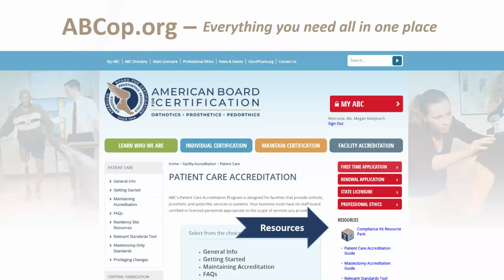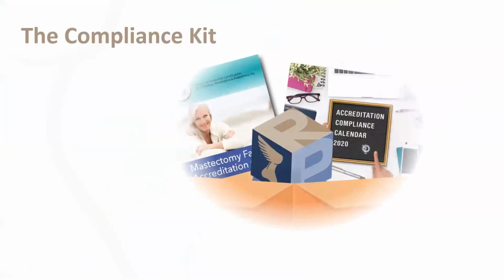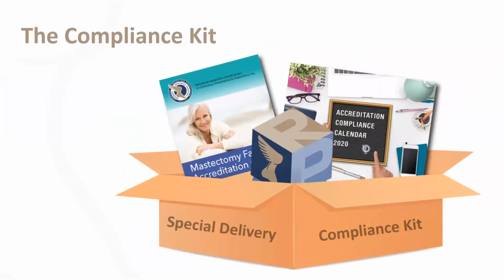And we're going to talk to you. See the red box up there that says My ABC? If you log into that with your accreditation password and username, all of these tools are available. The Compliance Kit Resource Pack is all available to you. And I'd appreciate it if you look at it after the webinar. But anyway, we're going to walk through it here. So the Compliance Kit itself, as you can see, has about 26 tools and resources in here. And one of the main things is the Mastectomy Facility Accreditation Guide right there, and also the Accreditation Compliance Calendar.